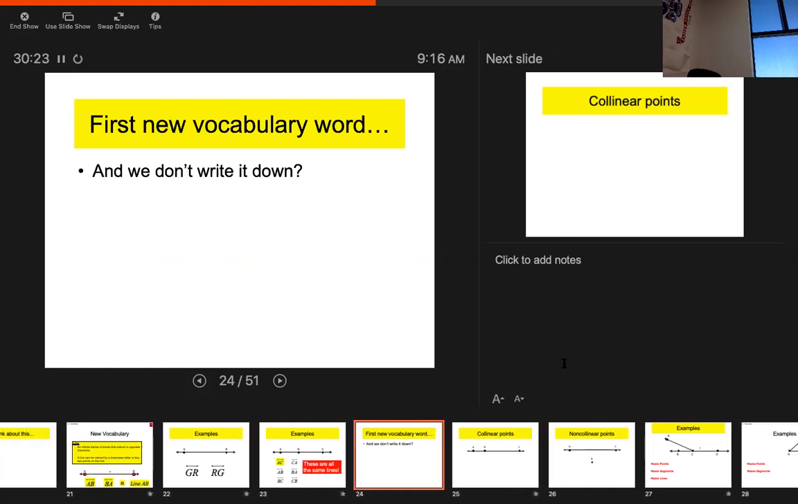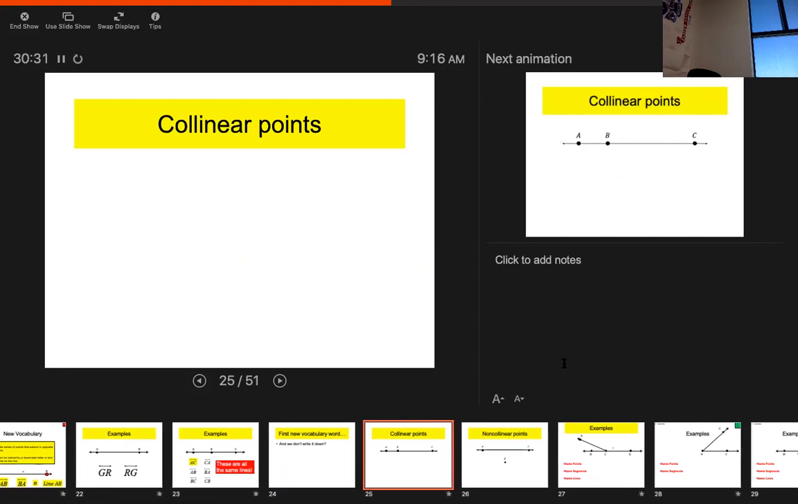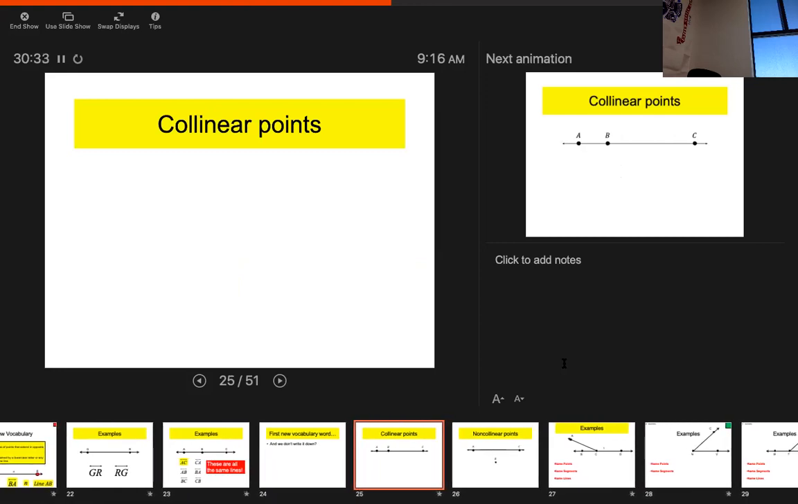This is a new vocabulary word, and the book doesn't have us write it down. So we'll see. If you need to write it down, write it down. Who's calling me? Caleb? That's the word collinear. You want to take a stab at what you think it means? Collinear.